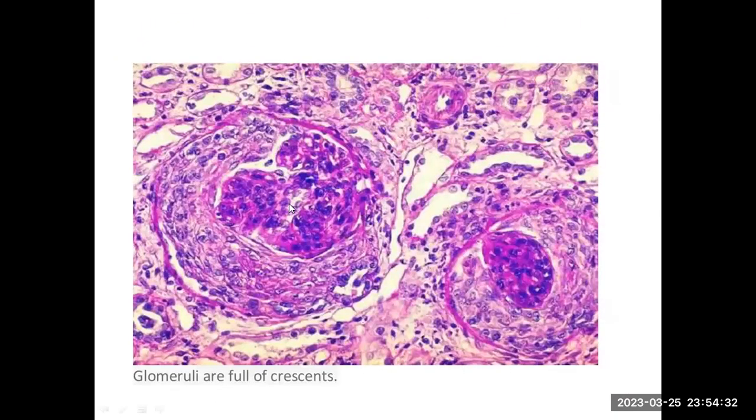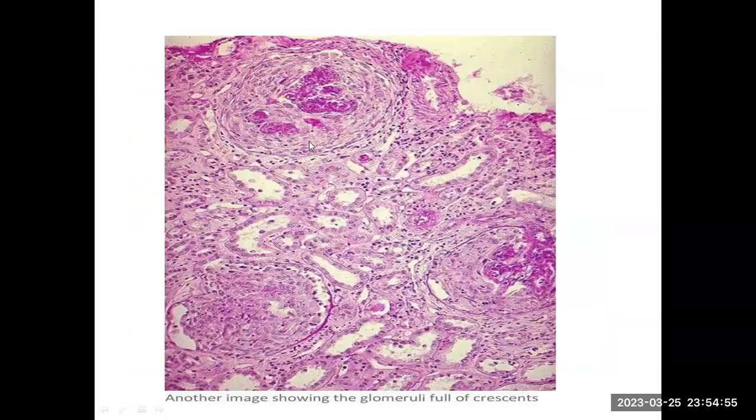Here, this is a very important picture. This is the glomerulus infiltrated heavily by inflammatory cells. And this should be the Bowman's space normally, but it's obliterated by parietal cells. As you can see, it's giving a crescentic shape surrounding the glomerulus.